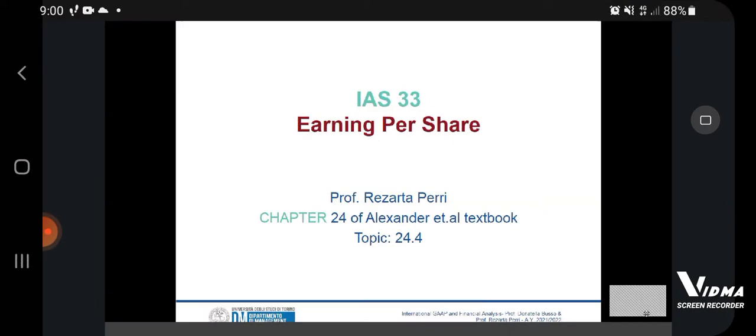Earnings per share is the only financial ratio that is required to be reported under financial standards. The other ratios that we are going to study later together are not regulated by any standard. For example, the return on investment or return on equity or current ratio. There is no standard telling us how to calculate those ratios.